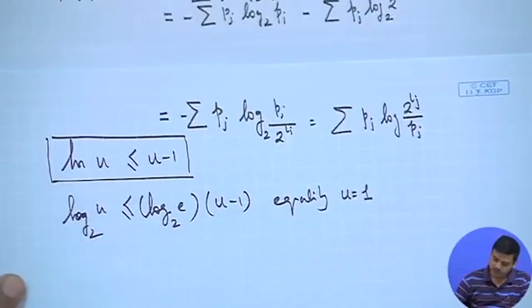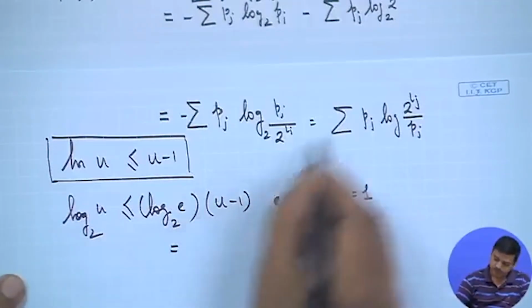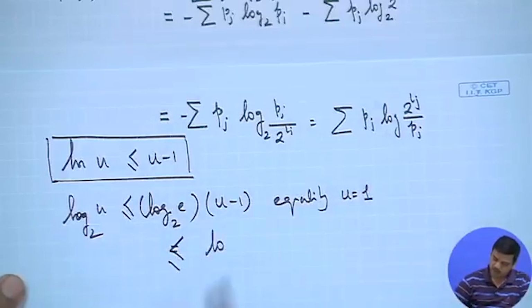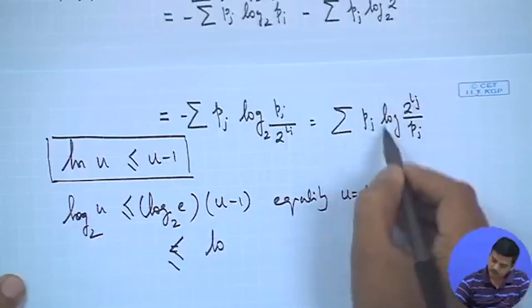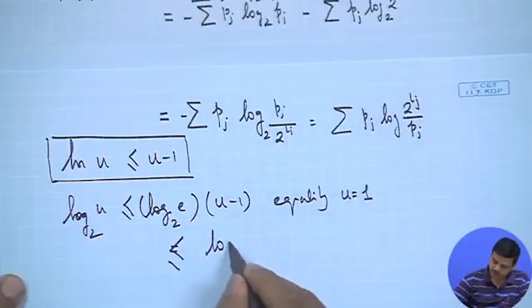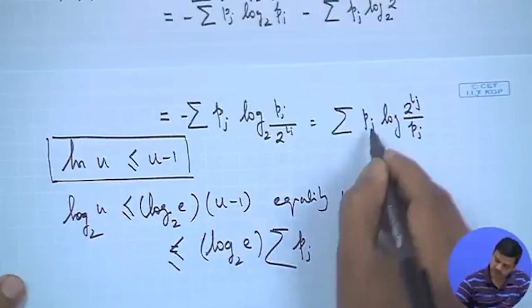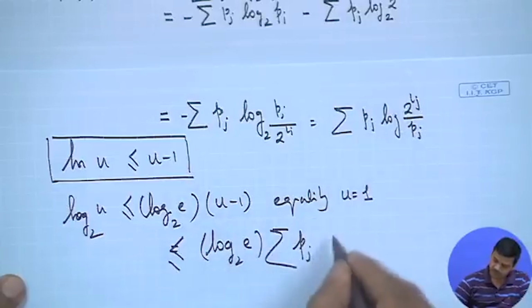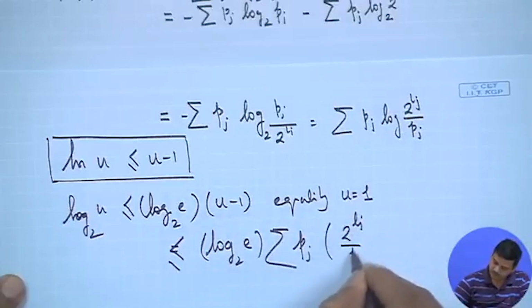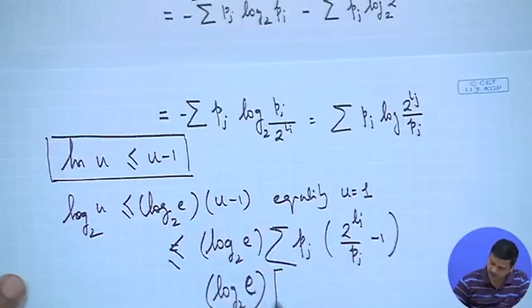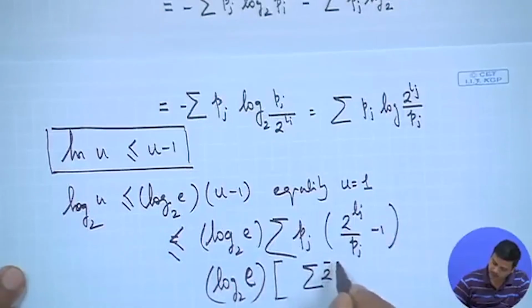So, if we use this, what we get is that this whole thing is less than or equal to, because we have a log base 2, so we are using that, log base 2 of E and summation of Pj times, and this one is what we are going to replace, 2 to the power of Lj upon Pj minus 1. Now, when we take Pj inside the bracket, what we have is log base 2 of E multiplied by the sum of 2 to the power of Lj.